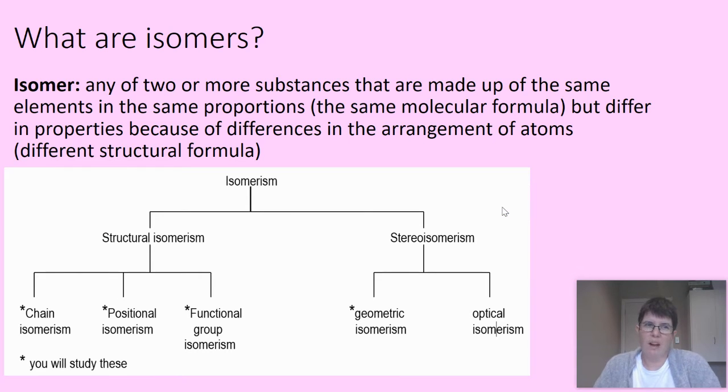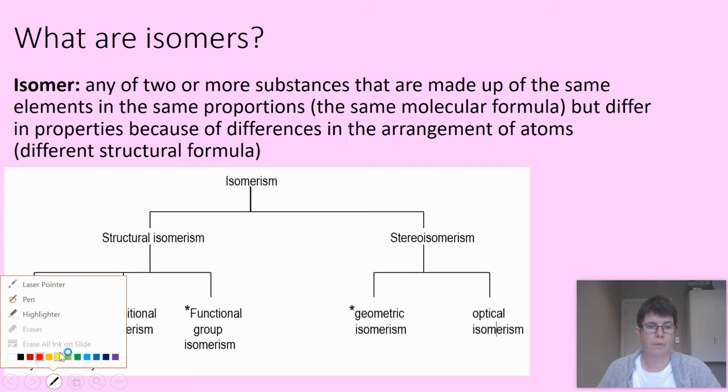So what are isomers? Isomers are any of two or more substances that are made up of the same elements in the same proportions. That is, they have the same molecular formula, but they differ in their properties because of differences in the arrangement of atoms. And that means that they have a different structural formula.